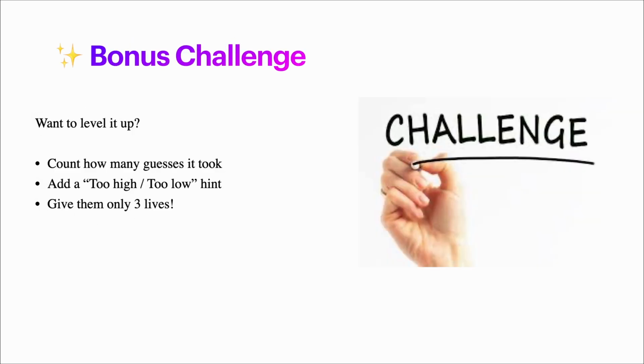Okay, so in this challenge I want you to level it up. Count how many guesses it took. So like I said before, if the guess was too high, just add a too high hint, or if it's too low, add a too low hint. So then give them only 3 lives. So how do you do this?